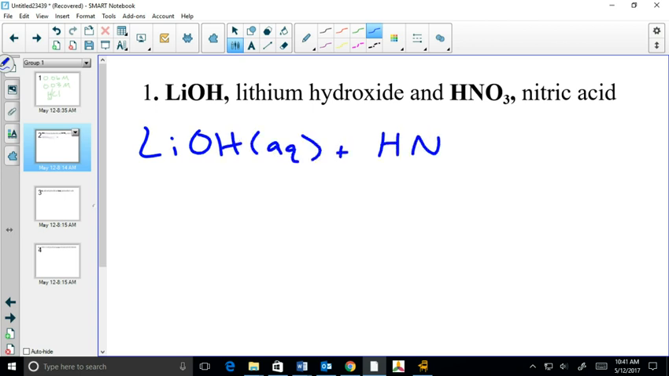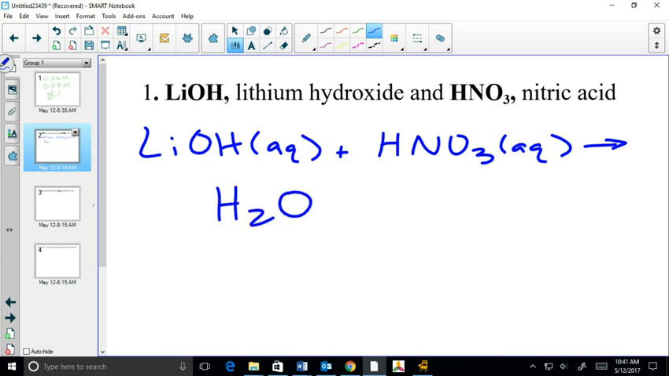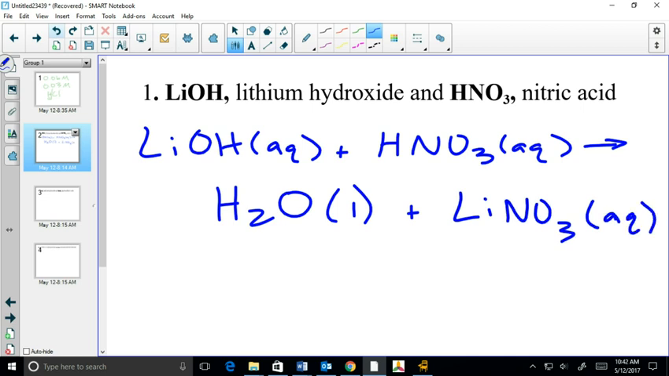They are both aqueous solutions, because of course there's molarity involved. They both have concentration, so you know they have to be dissolved in water. An acid and a base are going to create water and a salt. The salt is the leftover pieces. In this case, it would be lithium and nitrate. So that would be LiNO3, which of course would be aqueous.